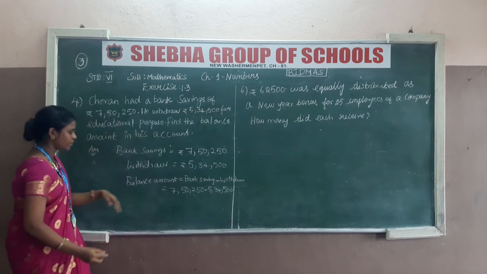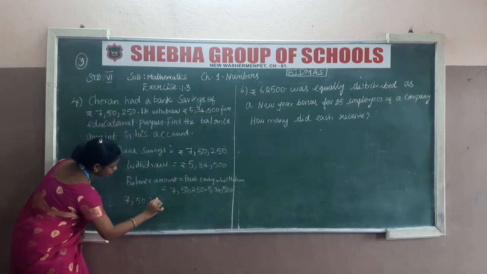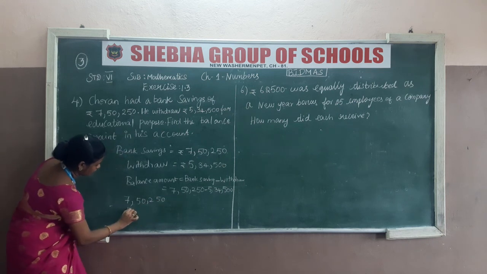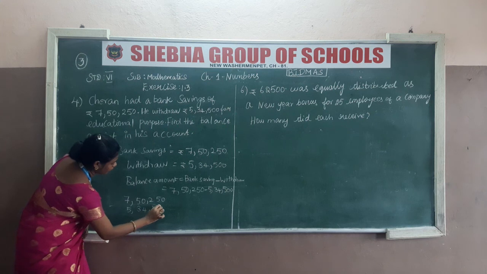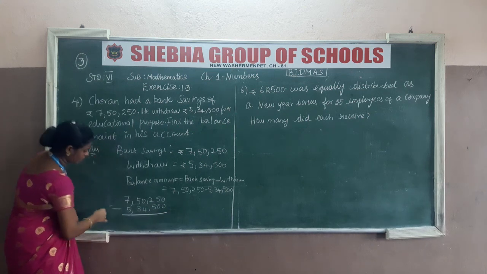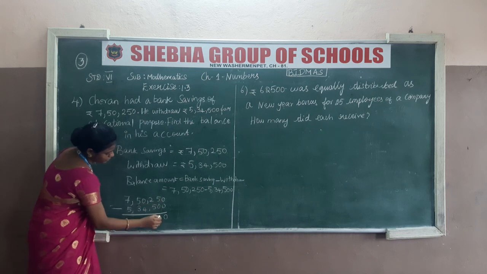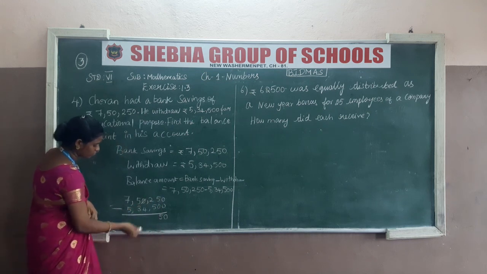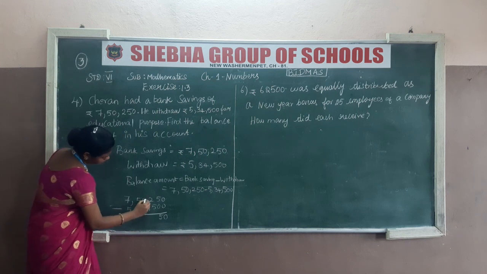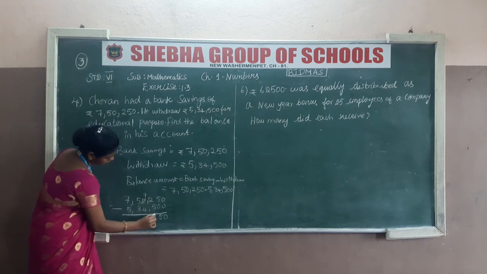You have to subtract the values. 7 lakhs 50,250 minus 5 lakhs 34,500. You have to subtract it. 0 minus 0 is 0. 5 minus 0 is 5. Then 2 minus 5 is not possible, so we have to borrow this number. So 0 becomes 9, 2 becomes 12. 12 minus 5 is 7.